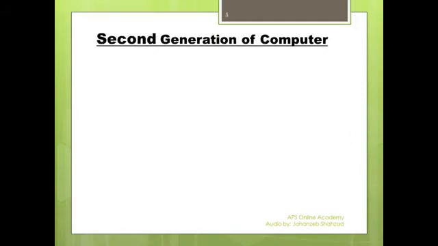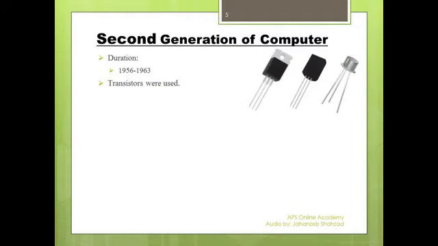Second generation of computers. The duration for second generation of computer was 1956 to 1963. Vacuum tubes were replaced with transistors. In second generation, vacuum tubes were not used because those were unreliable, so transistors were developed and transistors were used in second generation of computer. Here is a diagram for some transistors.